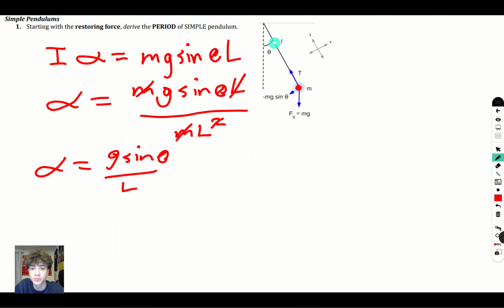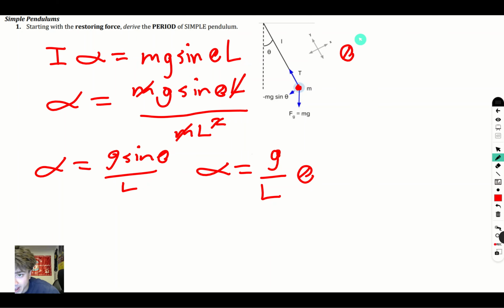And since we have a small angle theta here, we can approximate that sine theta is somewhat near the angle theta, so we can rewrite this as g over L times theta. Now, in order to find our period, we want to find our omega, and this can be done by using the displacement equation of this simple pendulum. Since it's starting at a displaced position, we know that it's going to be at its maximum displacement, and our angular displacement is going to be theta in terms of time.